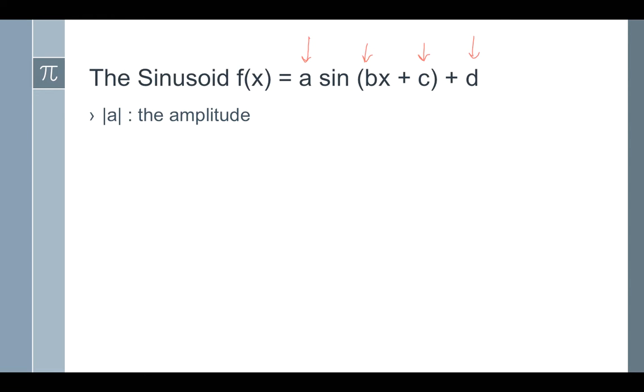A, or the absolute value of A, represents the amplitude, and this determines the height of the graph. In the parent function, A is 1, and that's why it goes up to positive 1 and down to negative 1. We use absolute value here because if it's negative, it just flips the graph over, so we don't really care about the negative when we determine the amplitude.